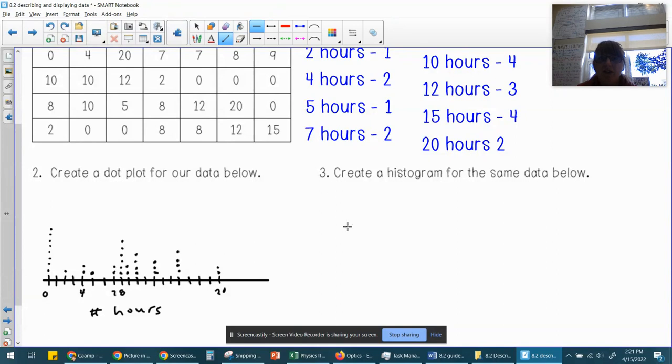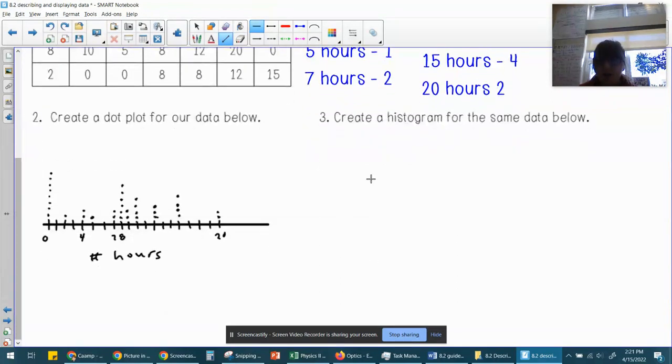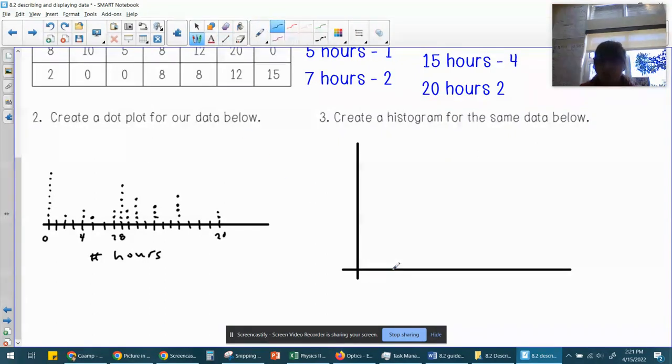For a histogram, it's going to be kind of like a bar chart. And we're going to have categories, let's say between 0 and 5 hours, 5 and 10 hours, and then 10 to 15 and 15 to 20. Awesome. So for the 0 to 5, it's actually going to be 0 to 4. 5 is going to go in the next category. So it's kind of from the lower number to almost the top number.